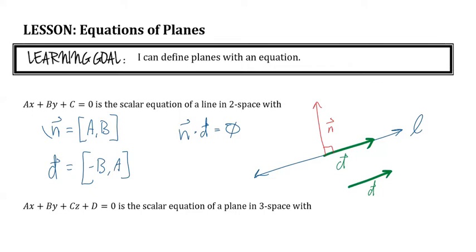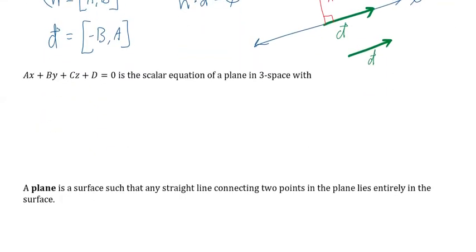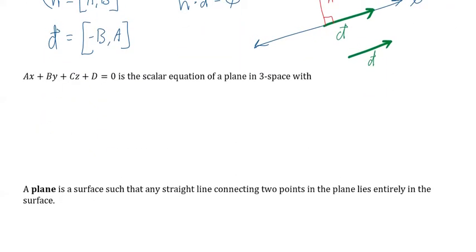And I've already told you that there is no scalar equation of a line in 3 space. Why? Because take a look at this. This, ax plus by plus cz plus d equals 0, is the scalar equation of a plane in 3 space. What is a plane in 3 space?